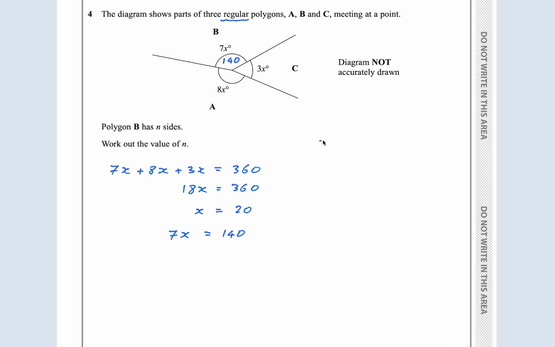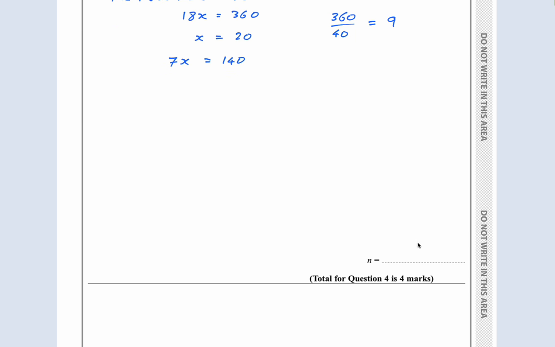Now if its interior angle is 140, let's actually draw this. I'm interested in what its exterior angle is. So if that's 140, its exterior angle is going to be 40, because these two add up to 180. And then you can just do 360 divided by 40. How many 40s in 360? And the answer is 9. So this has 9 sides, because 360 divided by the exterior angle equals the number of sides. Okay, so that is n equals 9.